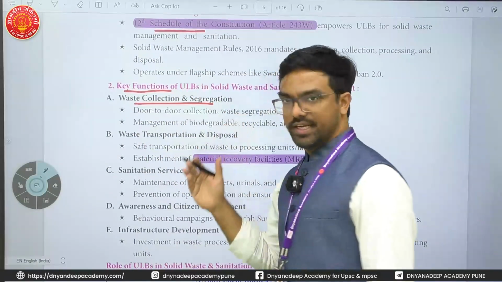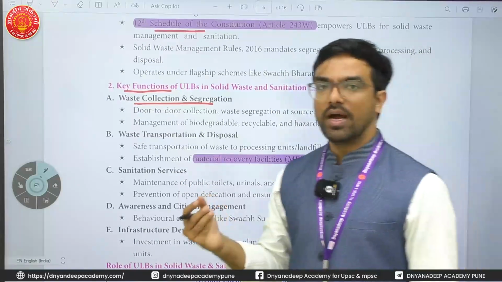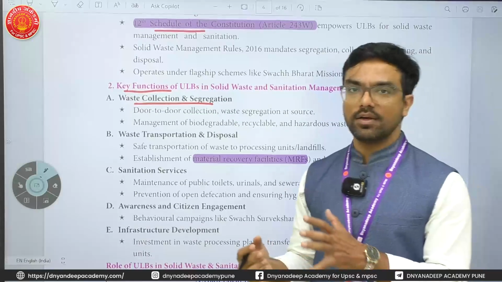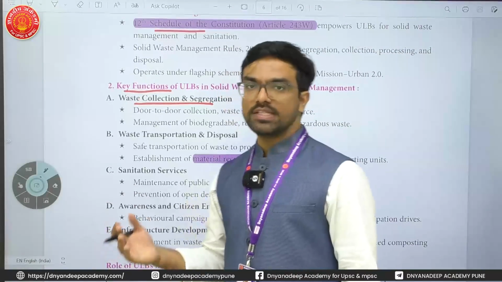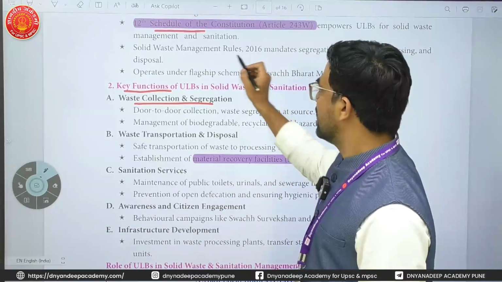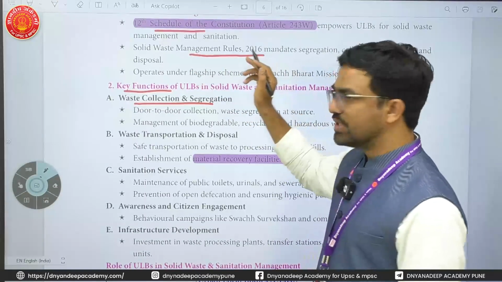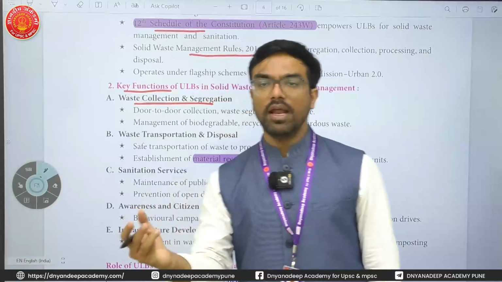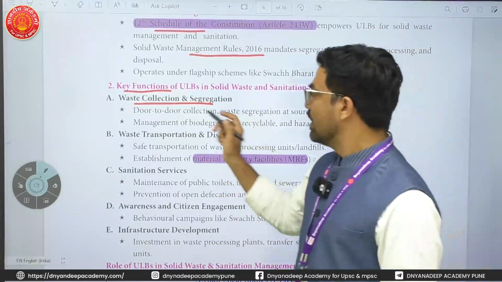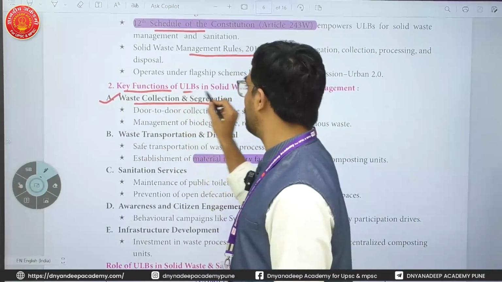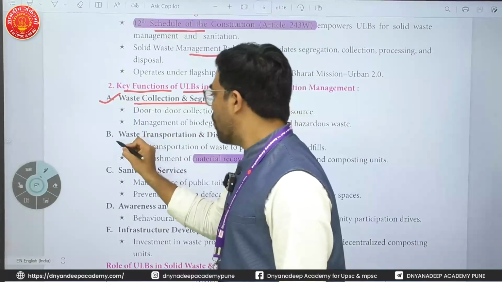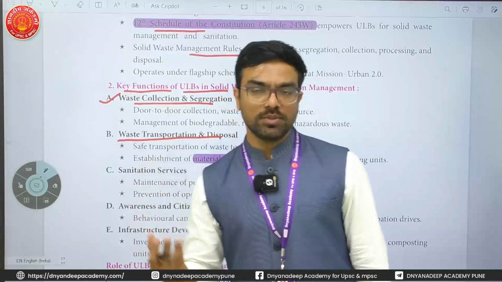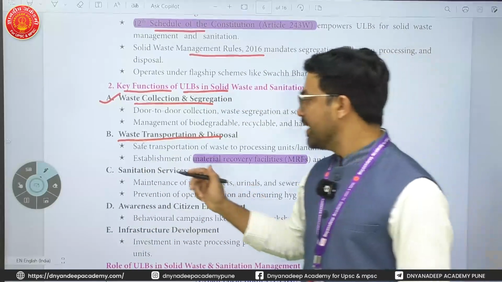Waste collection and segregation, door-to-door waste collection. Also it's their responsibility to collect plastic waste and biodegradable waste separately, because Solid Waste Management Rules 2016 mandate people to separate the degradable and non-degradable waste. So it's the responsibility of urban local bodies to collect waste, and handle transportation and disposal. This transportation and disposal is to be done in a sanitary way.